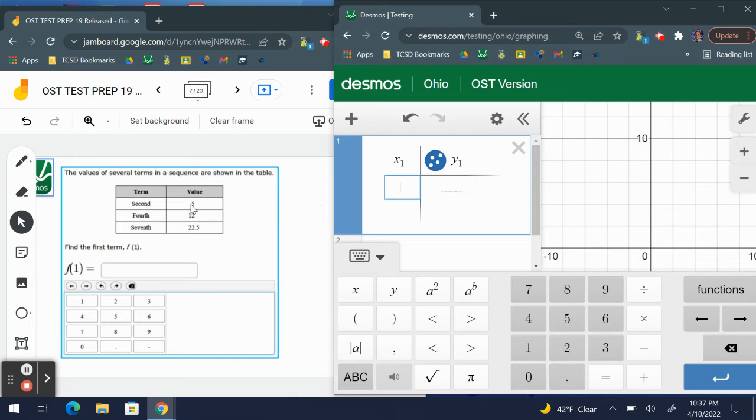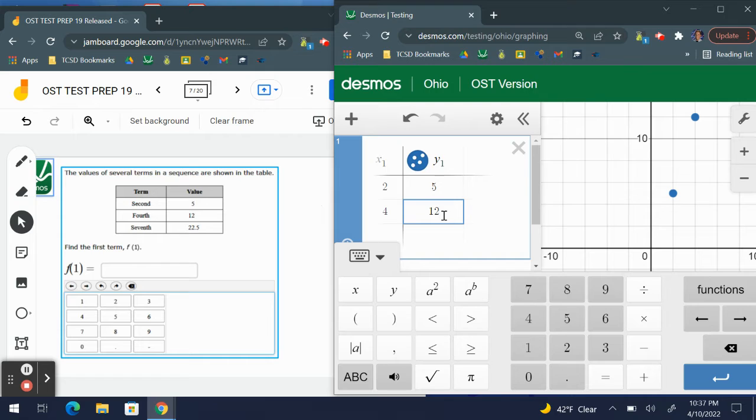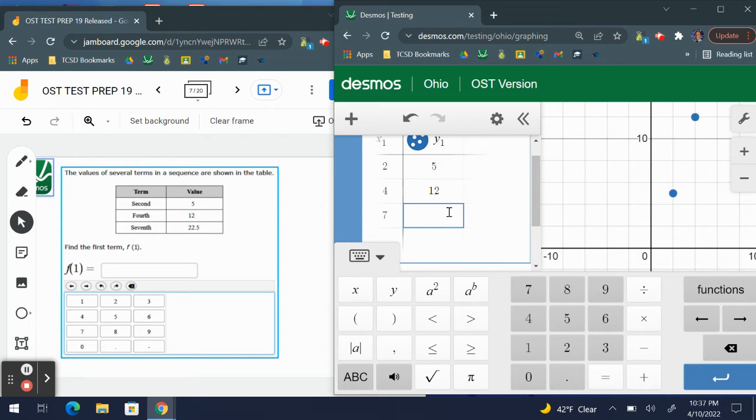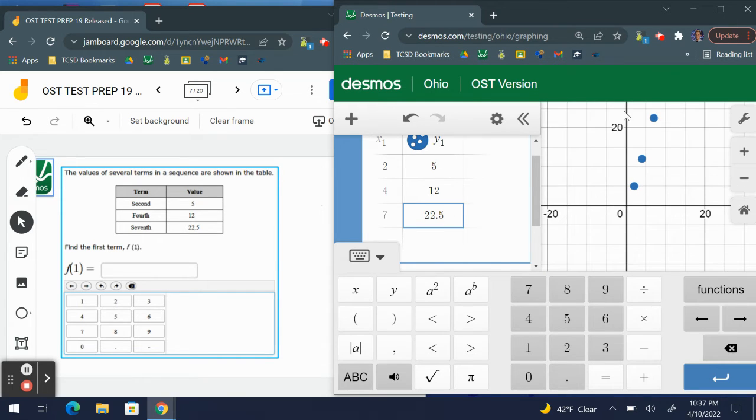They said the second, we got 5. So the second term would be 2, and then our answer would be 5. There's that point. We have the point 4 and the point 12. There's that point. You can see it right there. And then this one you're not going to be able to see because it's going to go up to 22.5. And our graph here, it looks like it only goes up just shy of 12. So we won't be able to see this one plotted. However, we can if we wanted to zoom out and mess around with Desmos a little bit, which why not? We have time. So there it is.